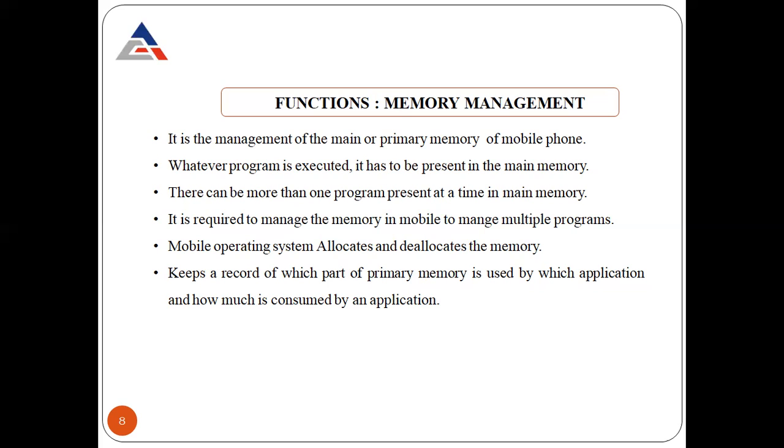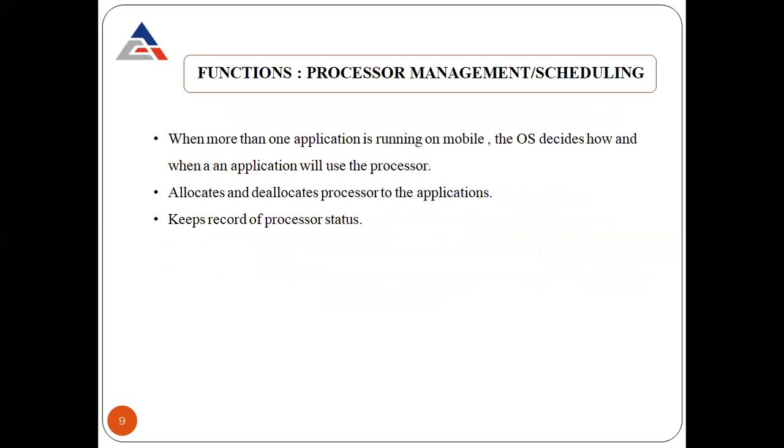There is more than one program present at a time in main memory, so it is required to manage the memory in mobile to manage multiple programs. So the mobile operating system allocates and reallocates the memory, and finally it keeps a record of which part of memory is used by which application and how much is consumed by an application. So if an application is not using the memory, we can reallocate it from the memory, and if any application wants more memory, we can allocate more memory as per the request if the memory is available. That is the memory management.